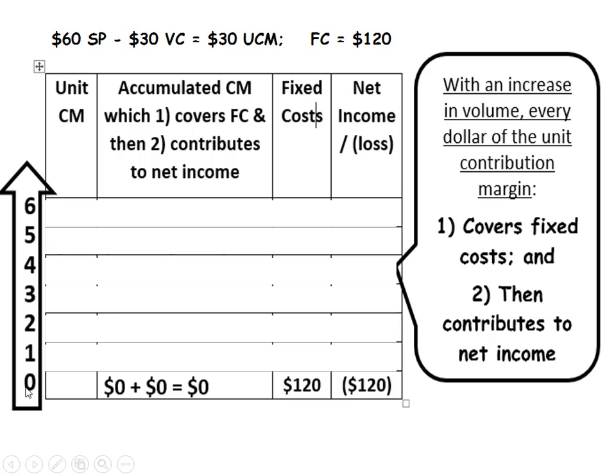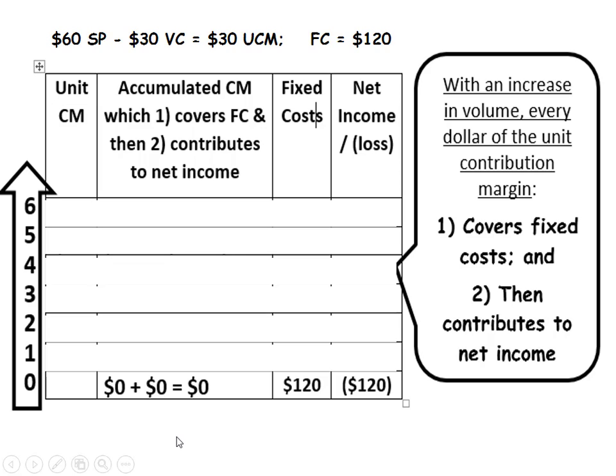Now, what you see at the bottom of the arrow where I show a volume level of 0, I have no unit contribution margin, so that's 0 unit contribution margin. So my accumulated contribution margin would be 0 plus my current contribution margin is 0, and that all equals 0. So I then take and apply that against my fixed cost, and of course I have no contribution margin to apply to my fixed costs, so I have a net loss of $120.